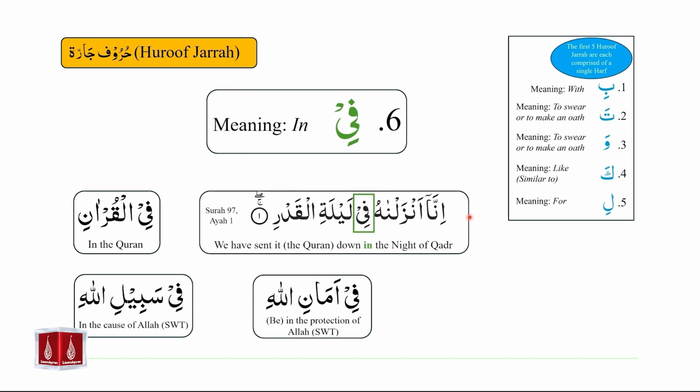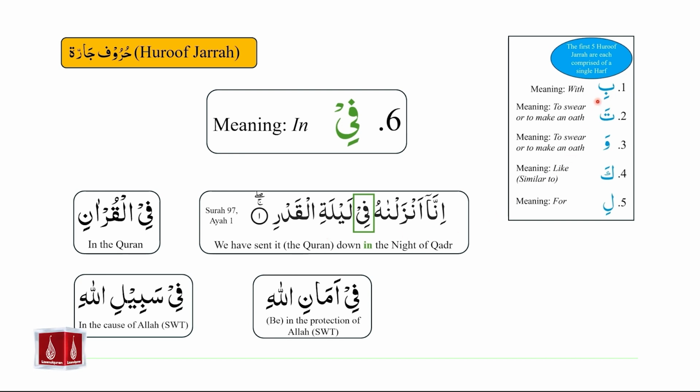An example from the Holy Quran, Surah number 97, Ayah 1. Inna anzalnahu fi laylatil qadri. Fi in this ayah is used for the meaning of in. The ayah can be translated as we have sent it, the Quran, down in the night of Qadr. Fi is the harf jar here, which is followed by an ism, laylati, which is majrur.